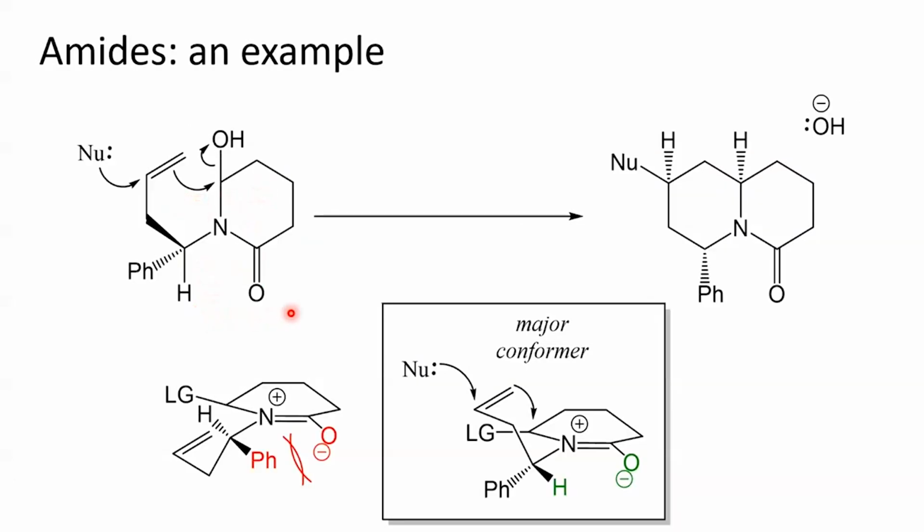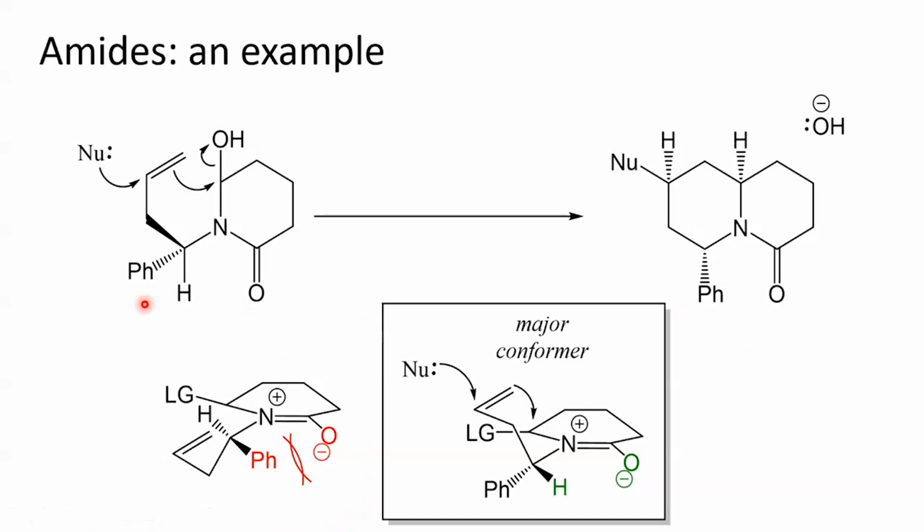So here we have an amide shown here. It has some large functional groups attached to it. We have a reaction whereby a nucleophile attacks an alkene. It then reacts to kick out this leaving group, giving us a product with some stereocontrol. Now, why would that be?